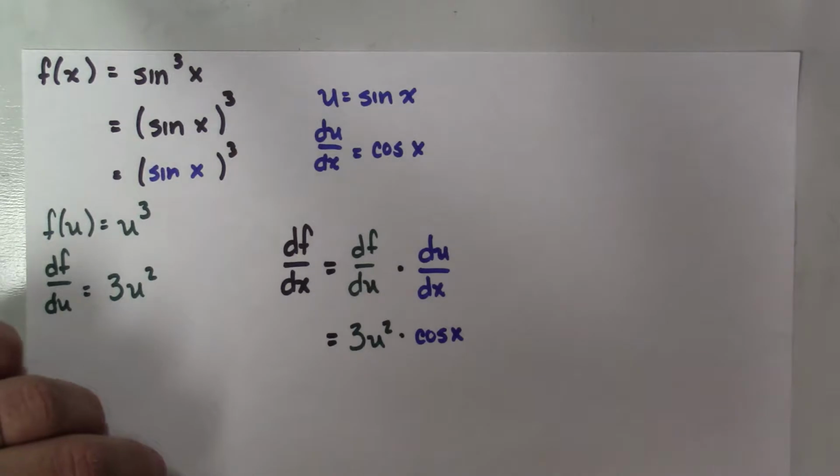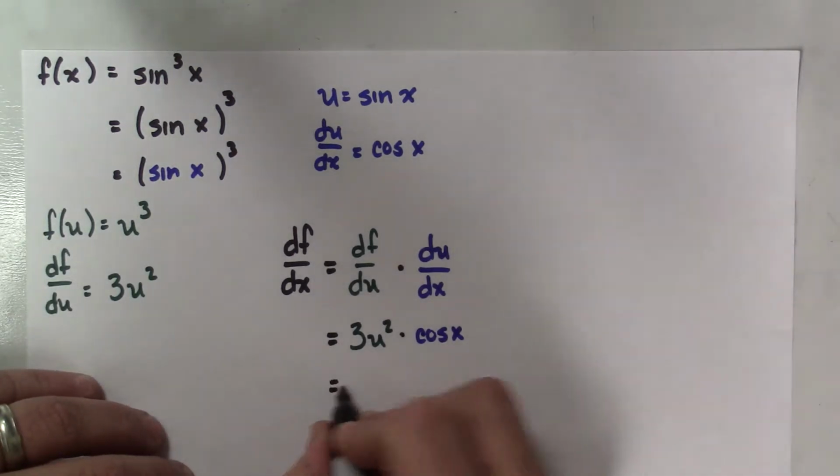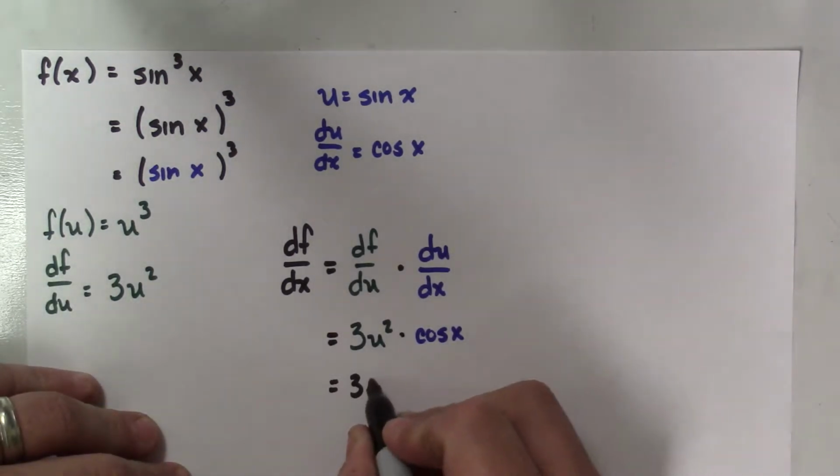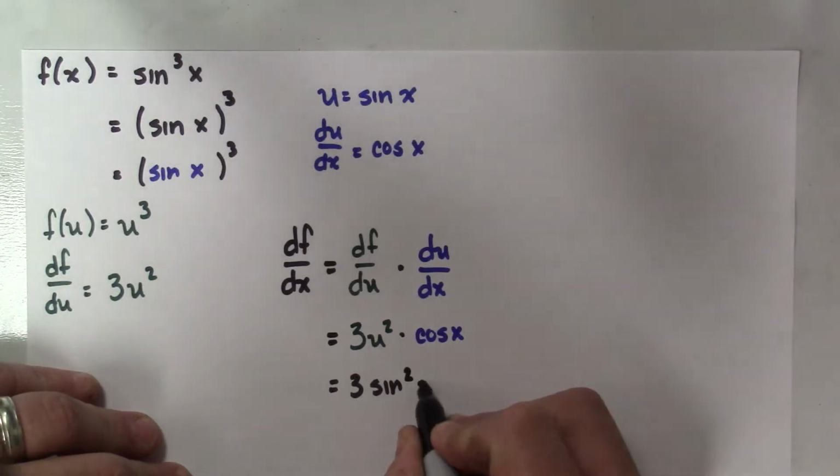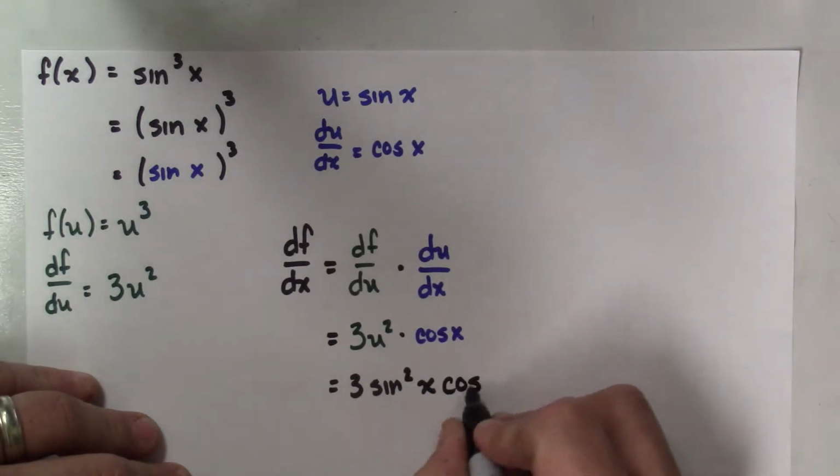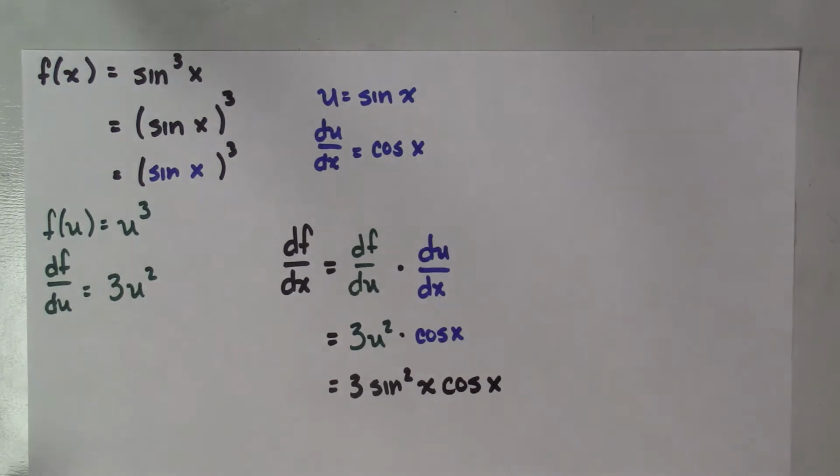Now, what I can do is substitute back in for u, so I have 3 sine squared x cos x. And I'm done. That's the derivative of this monster.